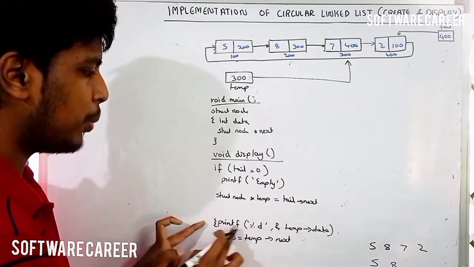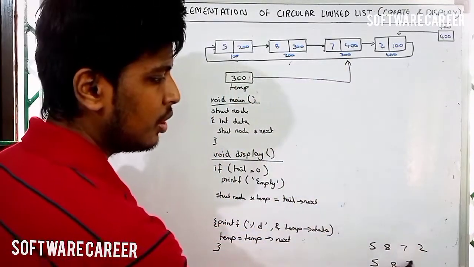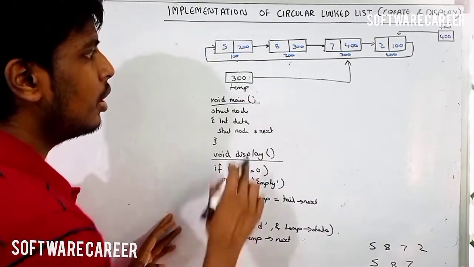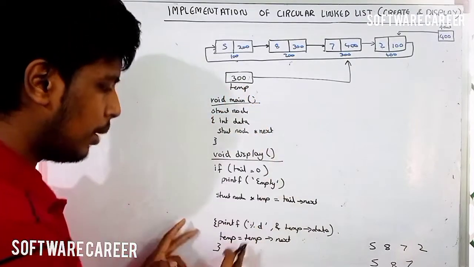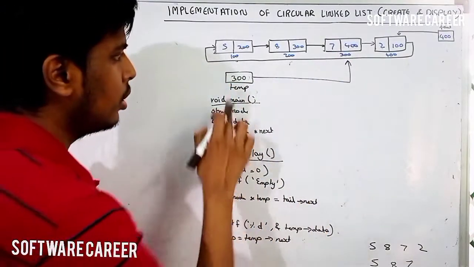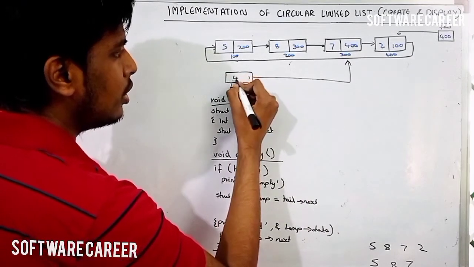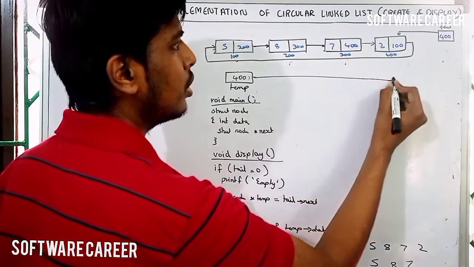Now again going back and printing the temp data. So temp is 300, 300 data is 7. So 7 gets printed. Now temp is moved one step forward. Now temp equals to temp next. Temp is 300, 300 next is 400. So 400 is written here. So this pointer is pointing to this node.